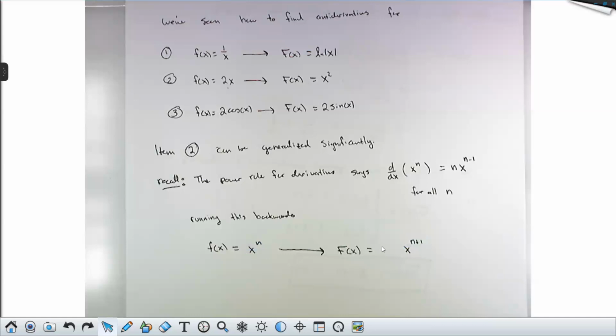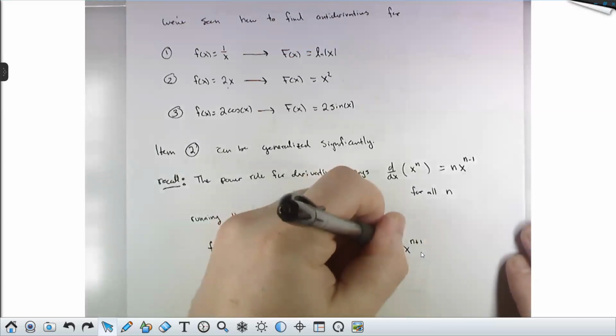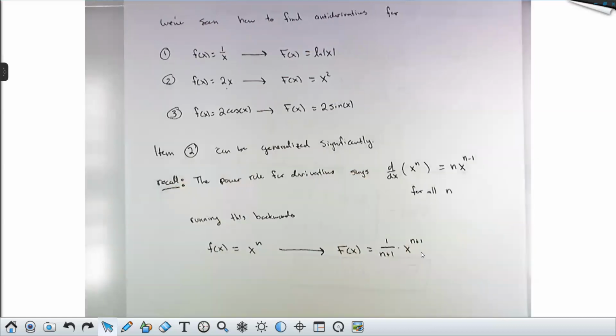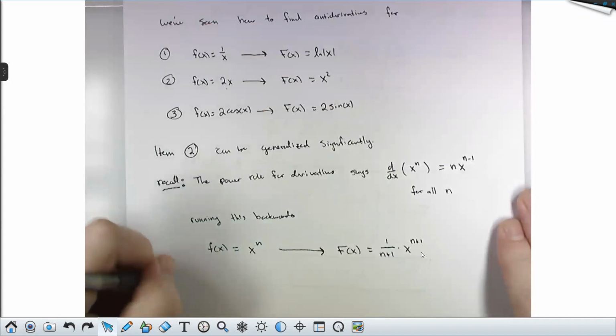But that's not the only thing that happens. If you were to differentiate x to the n plus 1, you would get n plus 1 times x to the n. And in order to get rid of that n plus 1, we need this. The proof is right there. We just said it, but let's prove it.